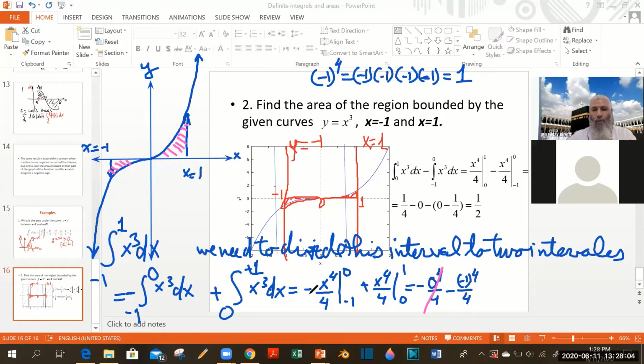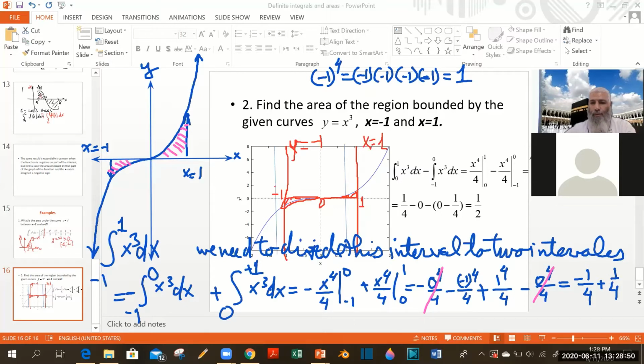Now, plus 1 to the power 4 divided by 4, minus 0 to the power 4 divided by 4, right? So this is 0 for the second part. Now, -1 to the power 4 is what? We said it is 1. And we have a negative sign here. This is -1 over 4 plus 1 over 4, right? So we did something wrong because this will be 0.